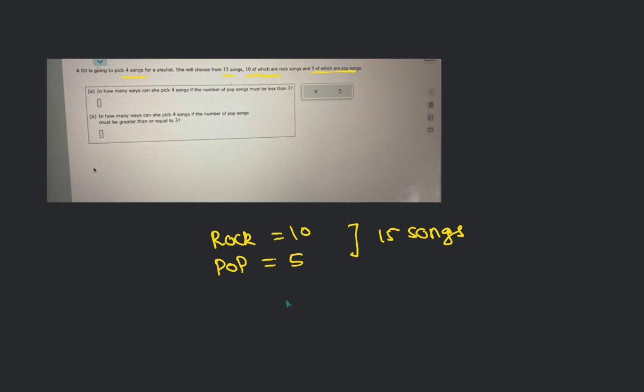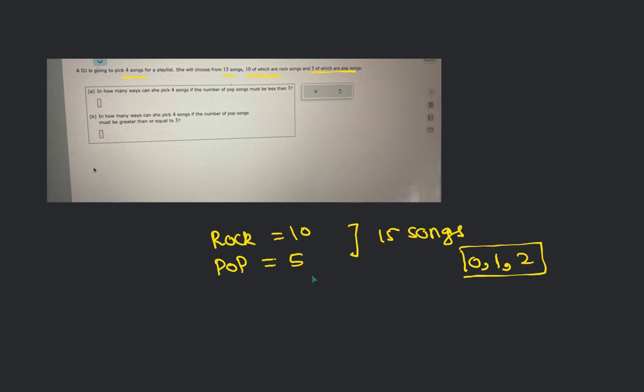Okay. So in that case, he just wants to select the rock and pop songs. Less than 3 pop songs means it should be either 0, 1, or 2. Maybe it is 0 also, because all the songs may be rock ones.